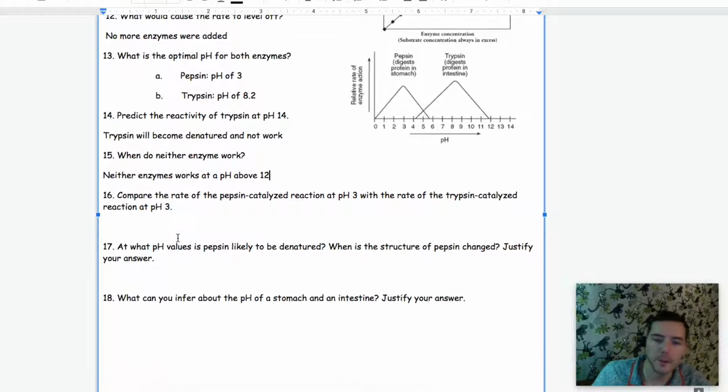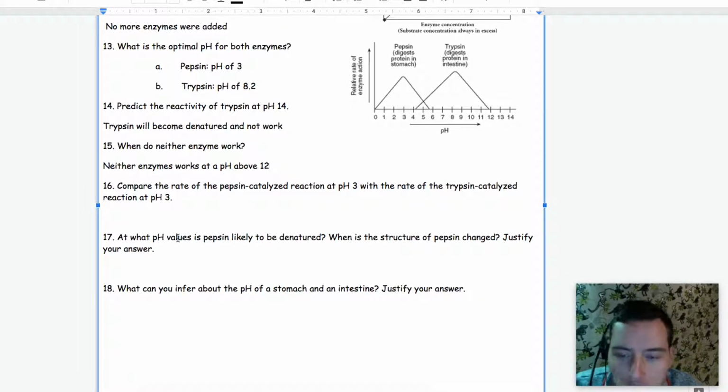Compare the rate of pepsin catalyzed reaction at a pH of 3 with the rate of trypsin catalyzed reaction at a pH of 3. So if I look at 3, that is like the best for pepsin, but it is too acidic for trypsin, which makes sense. Pepsin digests protein in the stomach, whereas trypsin digests protein in the intestine. So it's more acidic in your stomach than it is in your intestine.